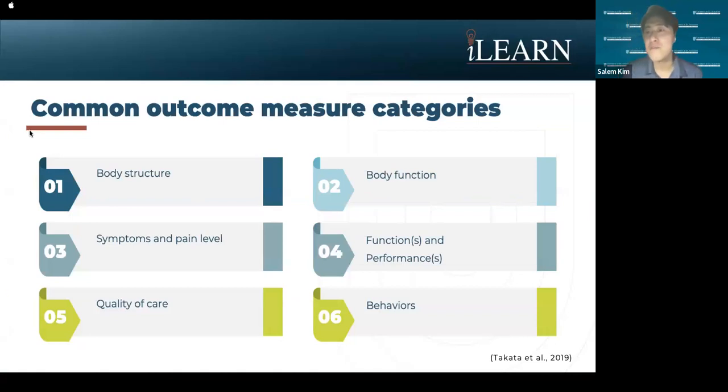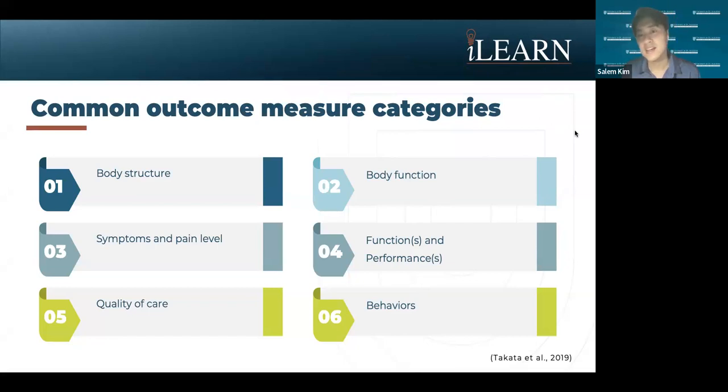Next, these are the common outcome measurement categories currently used in hand therapy settings, starting with body structure, body function, pain and symptom, function and performance, quality of care, and behavior. Body structure is when we are observing the healing process of cuts or post-surgery sutures and swelling or any deformity caused by injuries and diagnosis. Body function is when we check joint mobility, range of motion, strength, and sensation. Pain and symptom is simply pain level, edema, and other symptoms caused by the diagnosis.